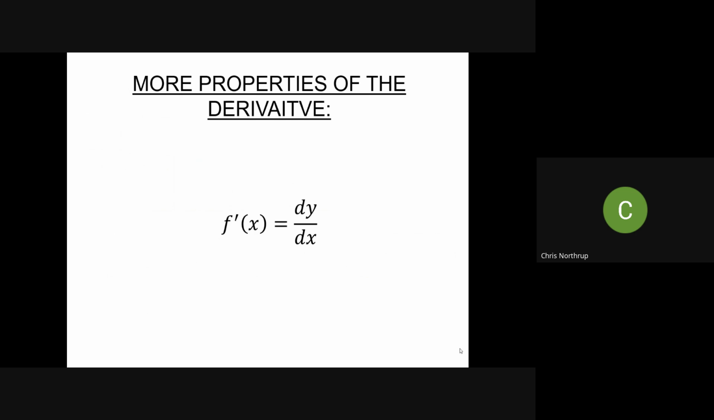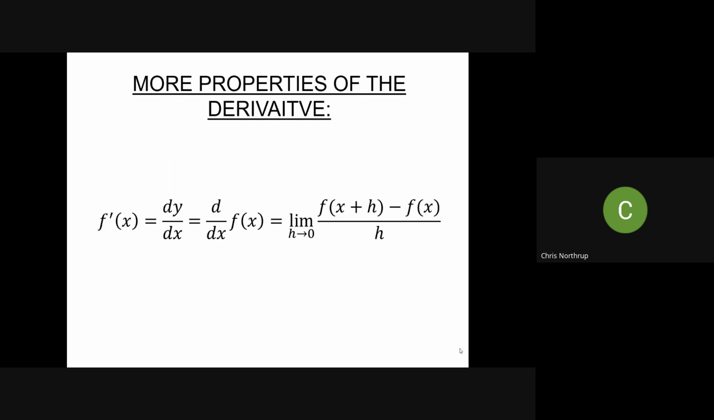You should Google Leibniz versus Newton. Very big math drama back in the day. Another way you could write that is d/dx of f of x, or for that matter, d/dx of y. Another way you could write the derivative is as a limit, that same limit definition, or the other limit definition that we had. The point of this is there are many ways that we can express we are taking the derivative of something. So this dy/dx or the d/dx notation, we're going to see quite a bit. In these properties, they will come into play.